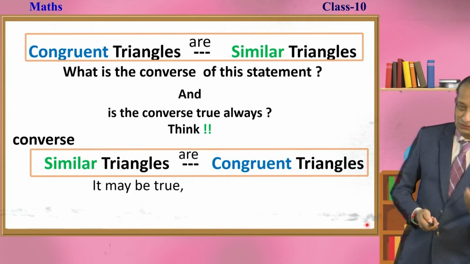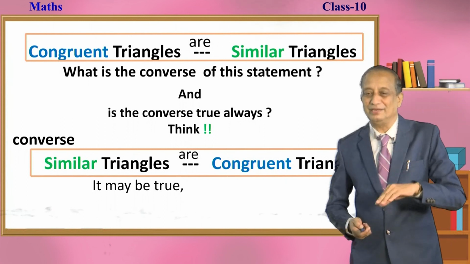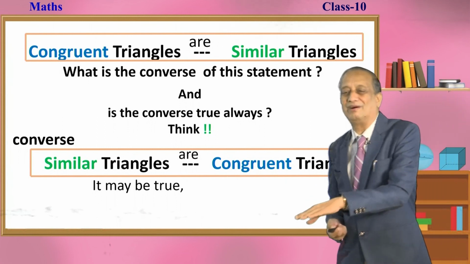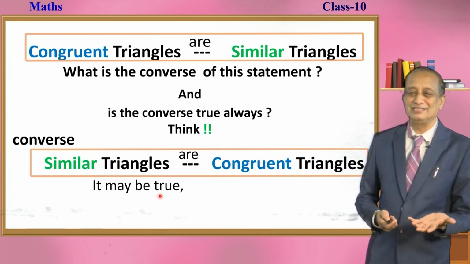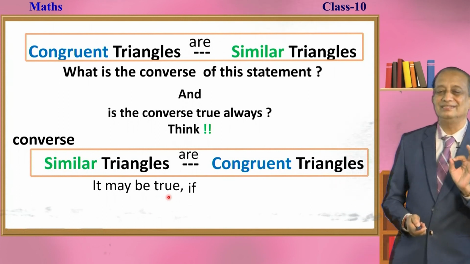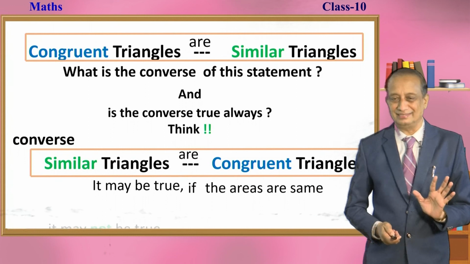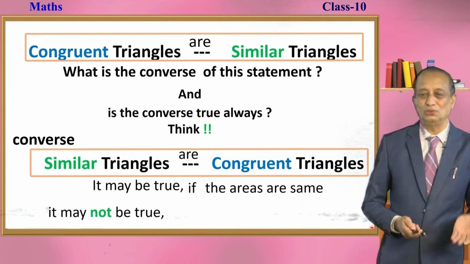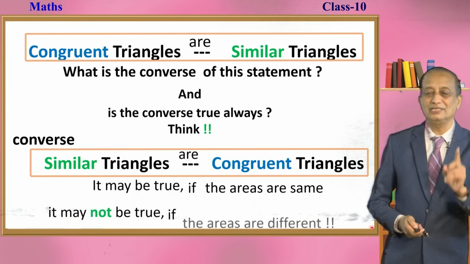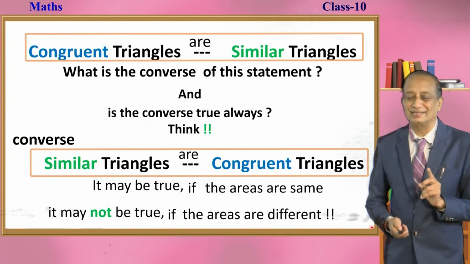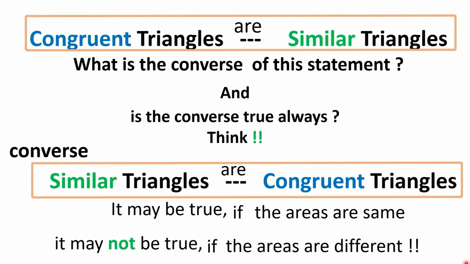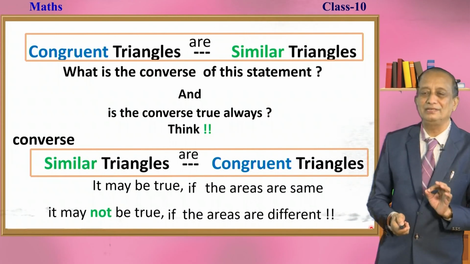It may be true or may not be true. If it is true, then only we call them congruent triangles. If it is not true, we call them just similar triangles. So, it may be true or may not be true. This part I want you to understand very carefully. If two triangles are congruent, then they will be similar triangles. If two triangles are similar triangles, they may be congruent or may not be congruent. Please keep this point in your mind.